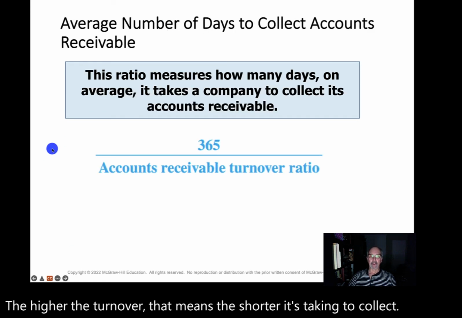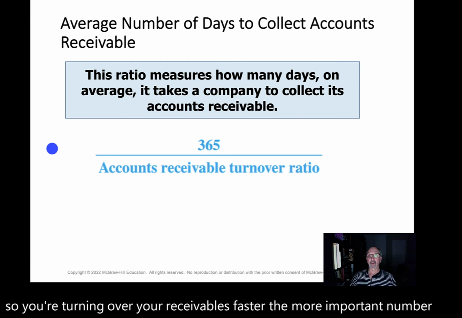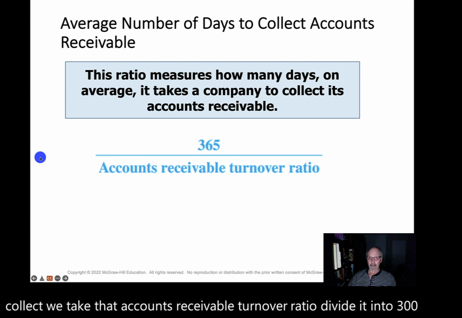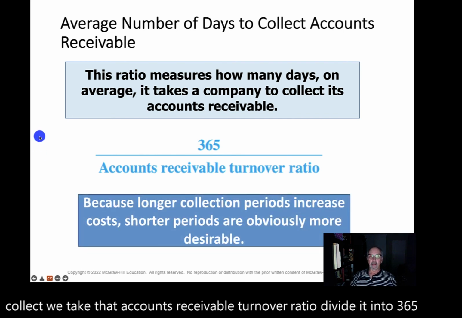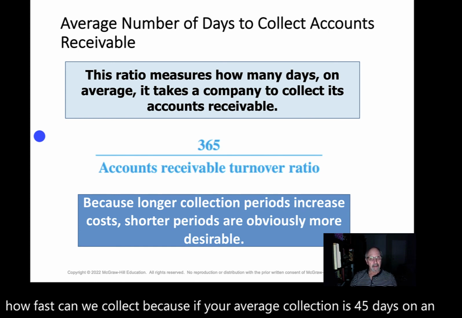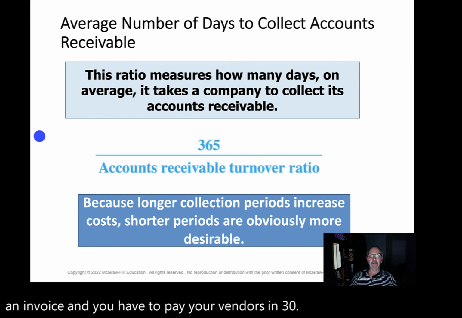The more important number, and the number I lived by in my career, is the average number of days to collect. We take that accounts receivable turnover ratio, divide it into 365 days, and it tells us on average how fast can we collect. Because if your average collection is 45 days on an invoice and you have to pay your vendors in 30, there's a problem there, because there's 15 days that you have to cover before you get paid by your customers. And that's it for Chapter 7.